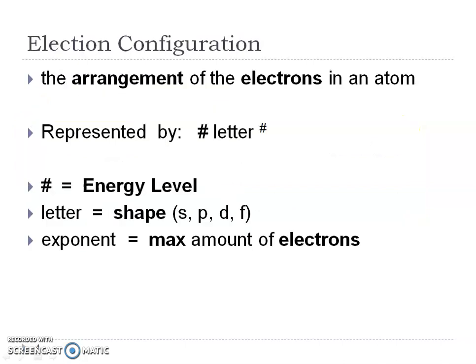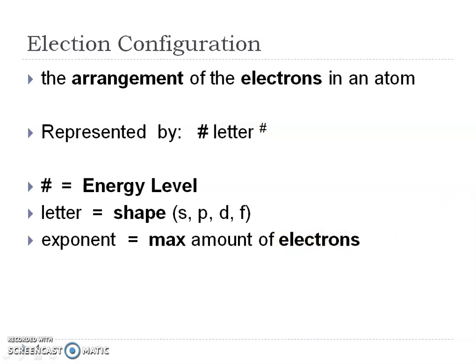So the electron configuration, pause the video, fill in the blanks, remember to read as you write. The electron configuration, again, is that arrangement of electrons, and it's represented by three things. A big number, I call it, and that's going to be the energy level, the letter, which is going to correspond to the shape, the s, p, d, or f, and that exponent really just gives us the number of electrons.